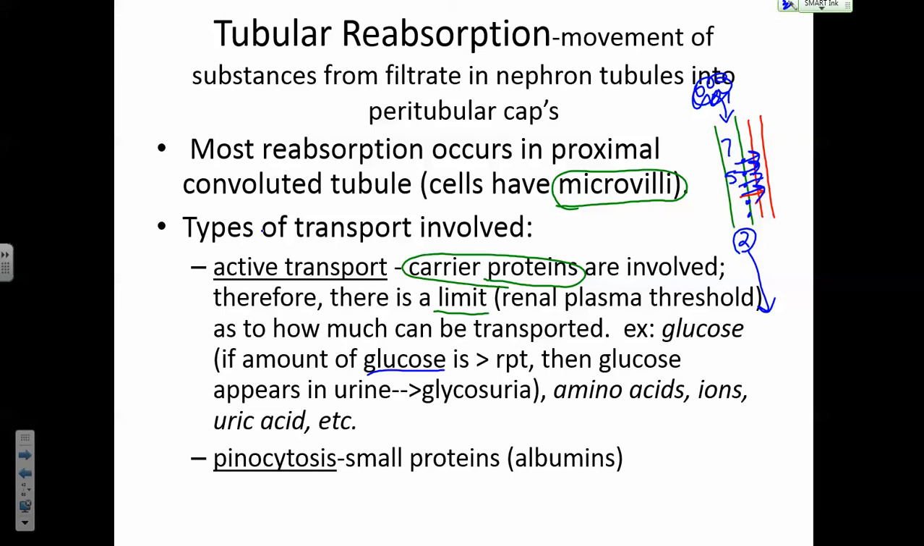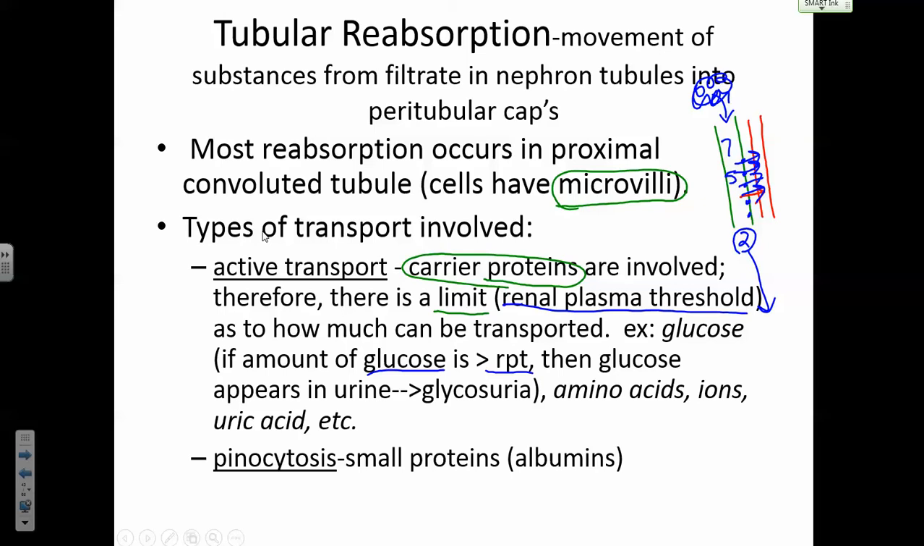And that's why one of the classic signs of diabetes is, in a urinalysis, glucose appearing in the urine. Okay? It's because it has exceeded what we call the renal plasma threshold. Okay? So anything that is actively transported, there's a limit, and that limit is called the renal plasma threshold. As long as you don't have more of that substance than the number of proteins, than the threshold amount, then that substance is not going to show up in the urine.